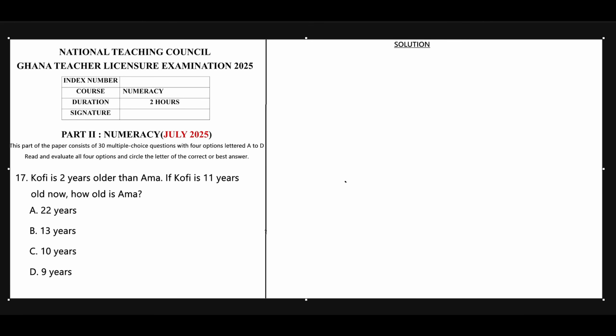Question 17. Kofi is 2 years older than Amma. So let's say we have Amma, and this is Kofi. It is clear that Kofi is older than Amma, but Kofi is 2 years older than Amma.